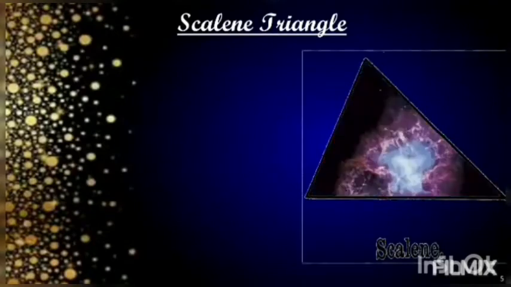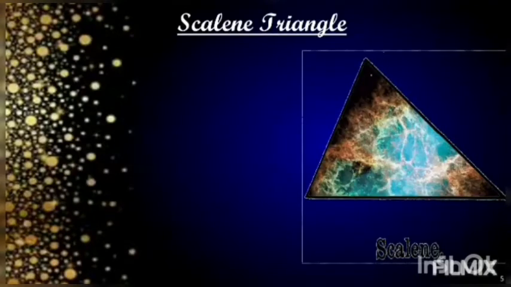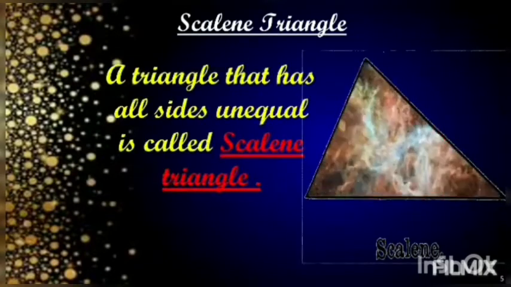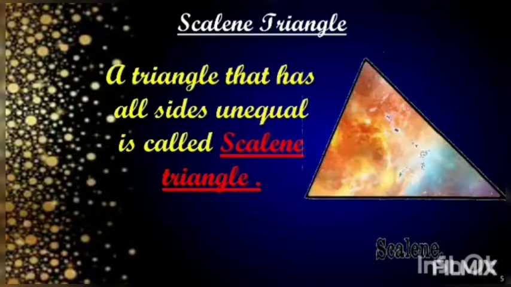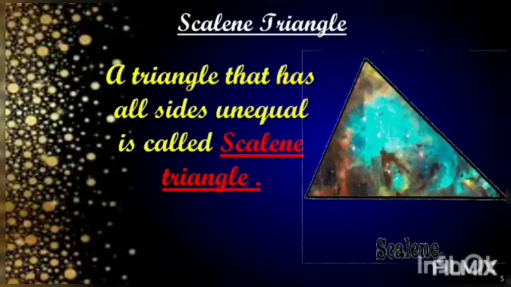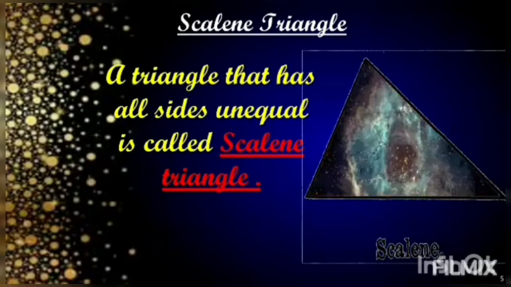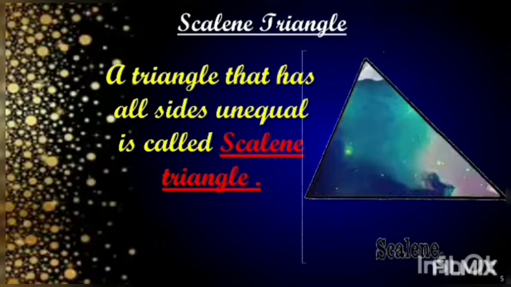First of all, let's understand which triangles are scalene triangles. A triangle that has all sides unequal is called a scalene triangle. That means when you measure all the 3 sides, they will be different. So, they are called scalene triangles.